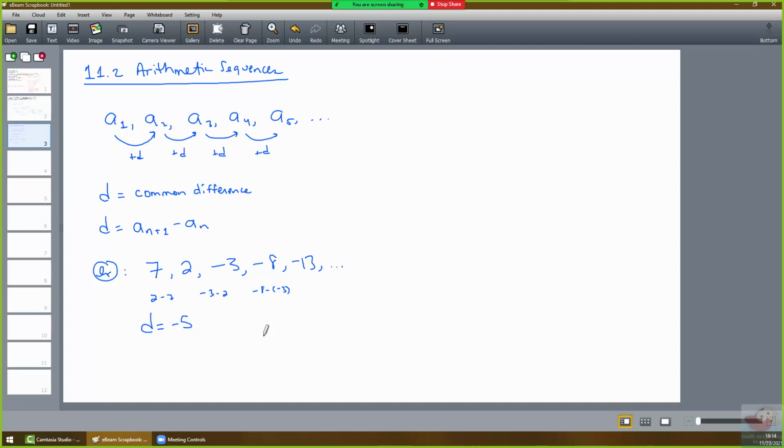Great. In 11.1, we also talked about finding the general term. Remember, the general term is the term that summarizes all other terms. There weren't any formulas in 11.1 because those were all just generic. They could have been anything. But for 11.2 and 11.3, there are formulas that define the general term, which makes our life a lot easier. The general term of an arithmetic sequence is given by a sub n is equal to a sub 1 plus n minus 1 times d.